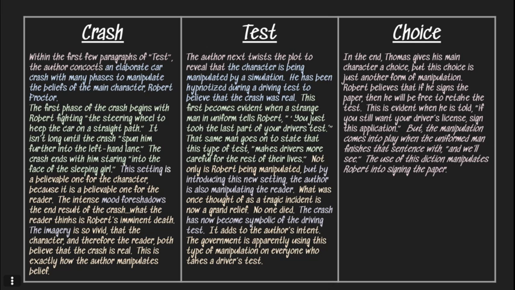Okay. So the setting is a believable one for the character because it is a believable one for the reader. The intense mood foreshadows the end result of the crash, what the reader thinks is Robert's imminent death. And the imagery is so vivid that the character, and therefore the reader, both believe that the crash is real. This is exactly how the author manipulates belief.